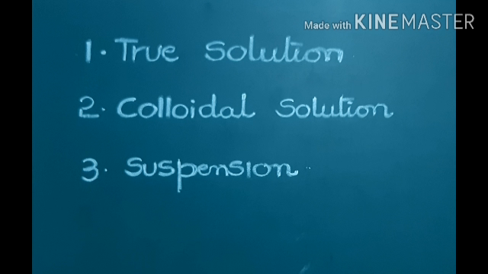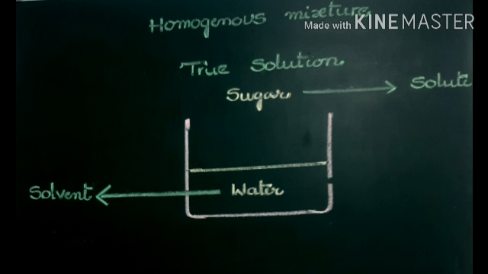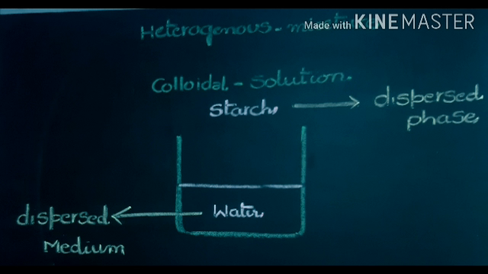Based on the properties of these, we can easily focus on true solution, colloidal solution, and suspension. And what is the true solution? True solution is nothing but a homogeneous mixture having solute and solvent. So, whenever sugar is added to water, sugar is the solute and water is the solvent. Sugar is less in quantity, water is more in quantity.